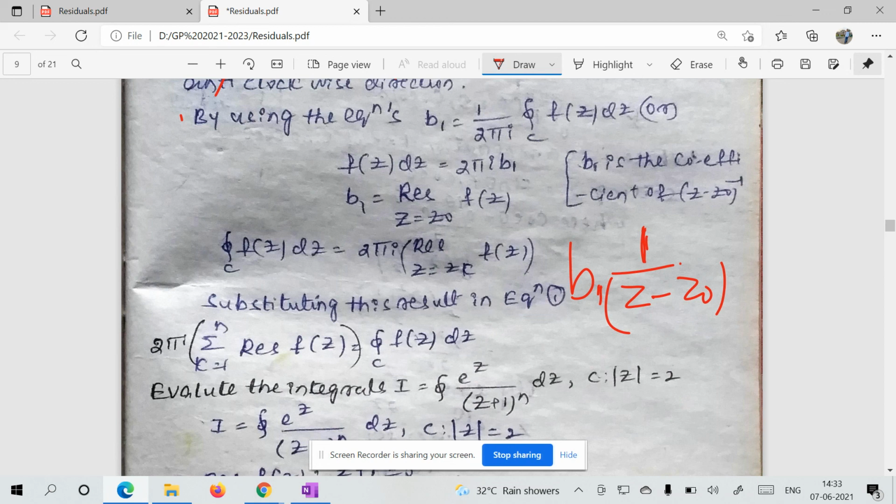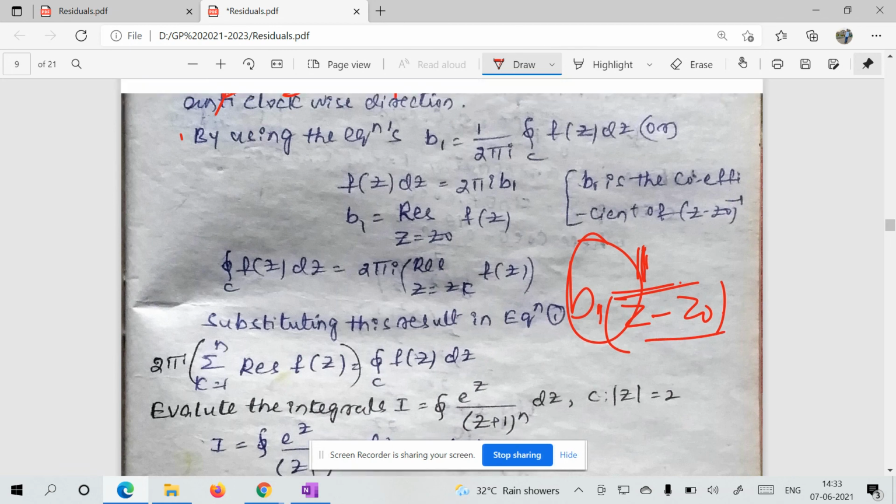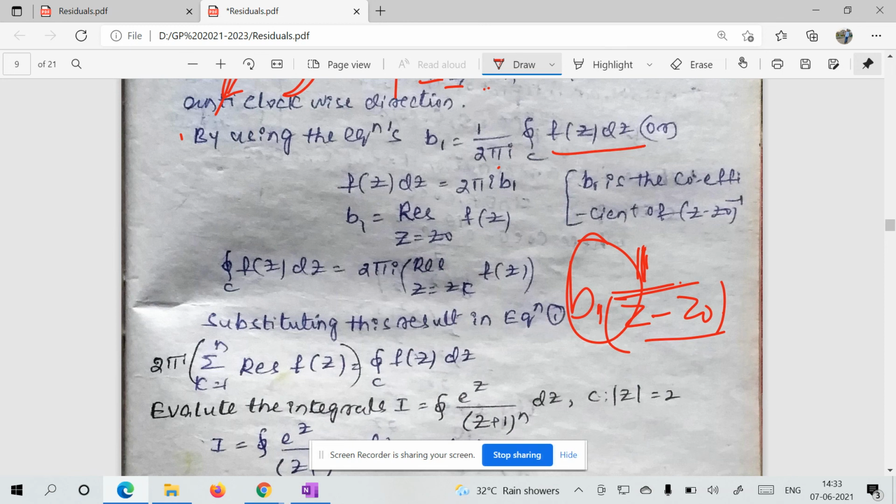B1 means the residue. In the Taylor series expansion, I explained that b1 is the coefficient of 1 by z minus z naught. That b1 we can take as the residue of f of z at z equals z naught. So by using the equation b1 equals 1 by 2 pi i, the integral of f of z dz equals 2 pi i into b1.